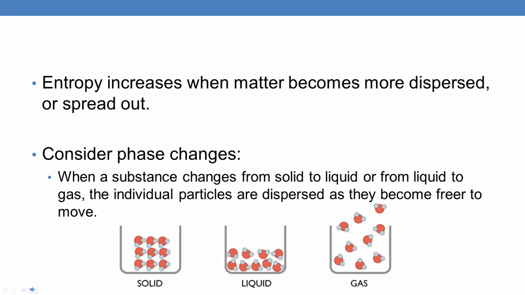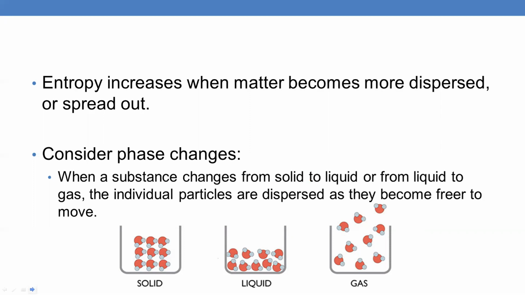Considering our phase changes, if we were to go from a solid to a liquid, the particles are going to disperse a little bit more. So that would be a gain in entropy. The same thing if you go from a liquid to a gas. The gas particles would disperse even farther, so that would be a gain in entropy too. Just like with enthalpy and endothermic and exothermic, if you are gaining entropy, you'd have a positive sign. If you had a negative sign, that would mean that you're losing entropy.